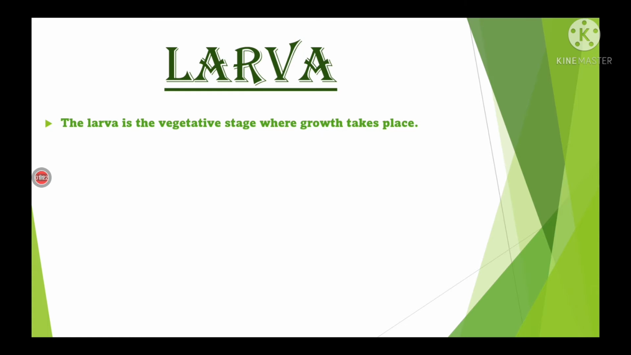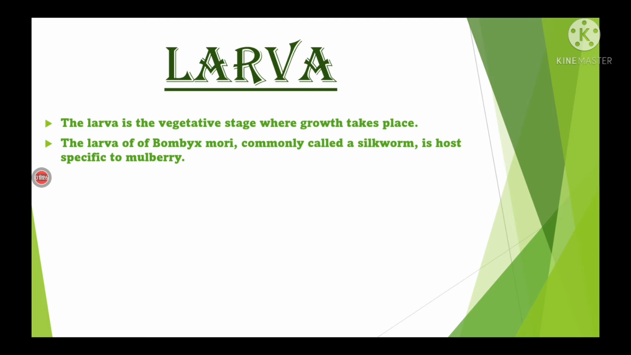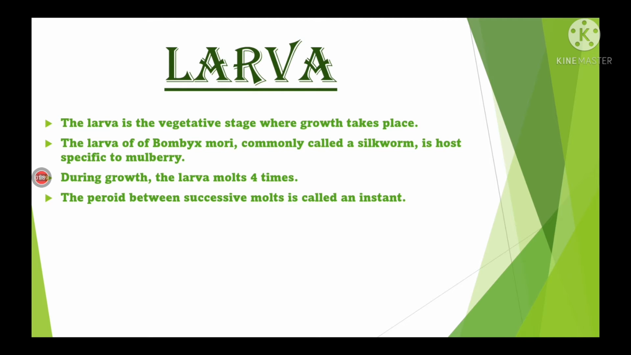Larva. The larva is the vegetative stage where growth takes place. The larva of Bombyx mori, commonly called the silkworm, is host specific to mulberry leaves. During growth, the larva molts 4 times. The period between successive molts is called an instar.